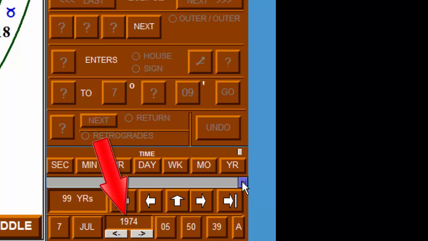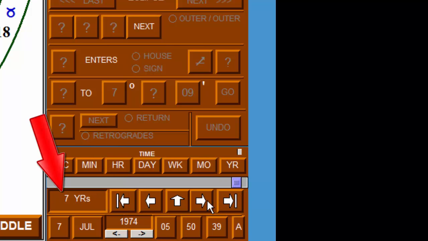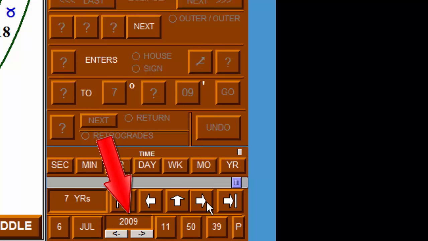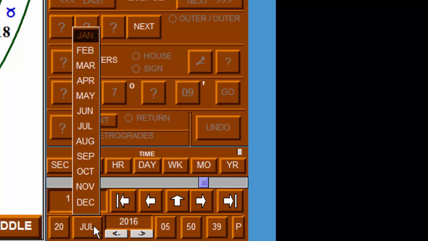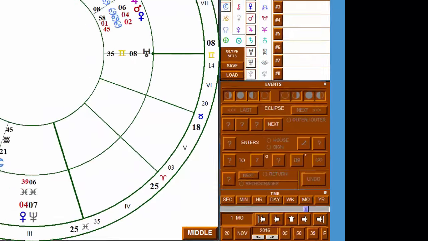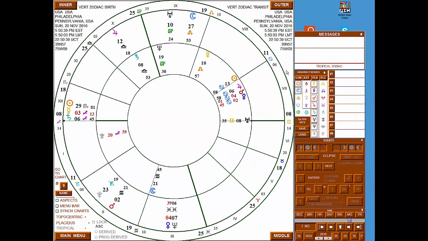1974, I now go forward by a 7-year period. 81, 88, 95, 2002, 2009, and 2016. We're July 6th, so I now go forward. Well, I can go down here, as a matter of fact. I can say, let's say the 20th of November 2016. Here we go. November 20th, 2016.